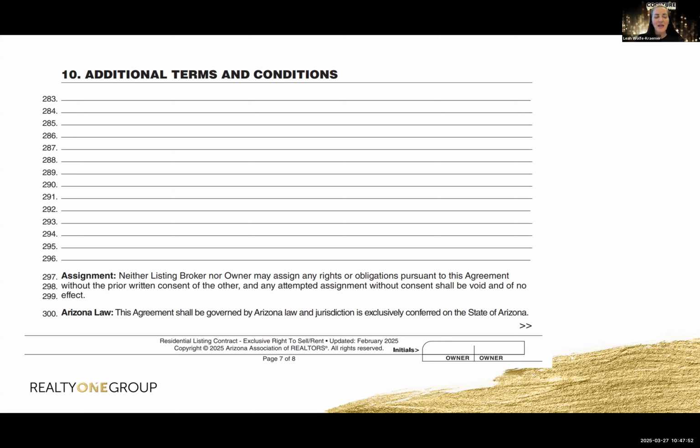And I didn't think this would be as important as it has become in some cases. This agreement shall be governed by Arizona law, and jurisdiction is exclusively conferred on the state of Arizona. So no matter where the client lives, if there is a problem, this is where that issue is going to be handled. We're not going to California to deal with a problem that they have with our contract, nor are we going to abide by California laws that don't apply here to Arizona.